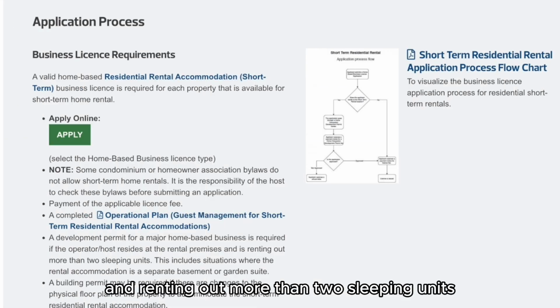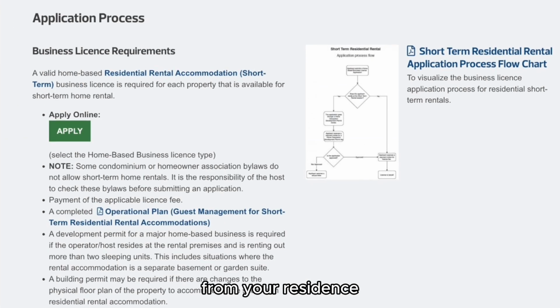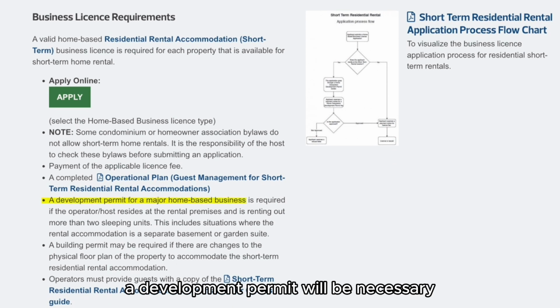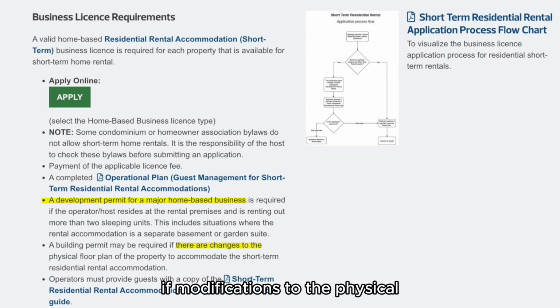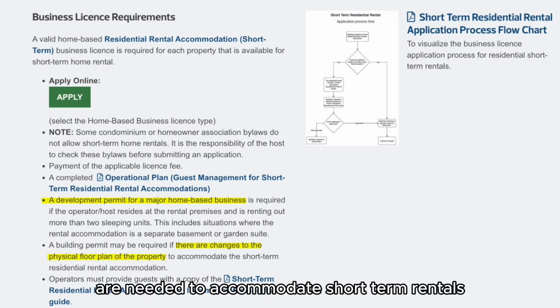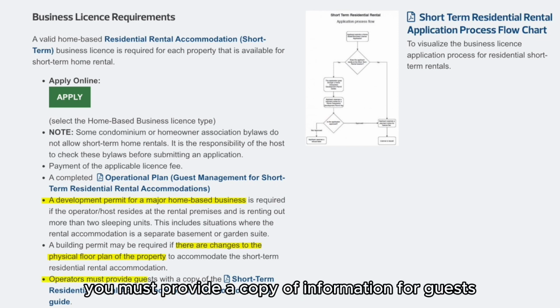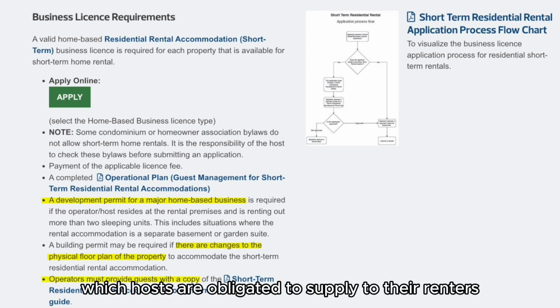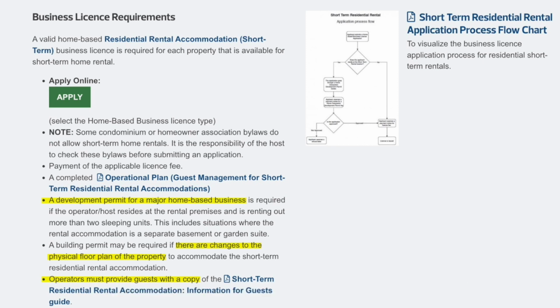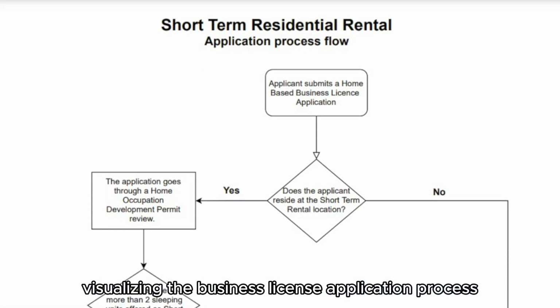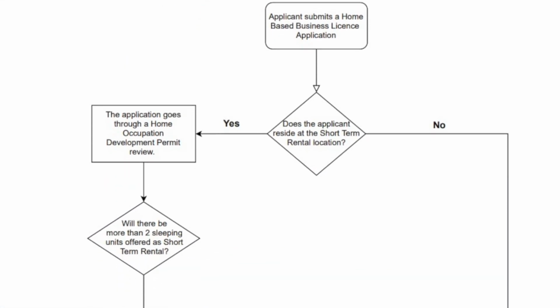If you are hosting and renting out more than 2 sleeping units from your residence, a development permit will be necessary. Additionally, a building permit is required if modifications to the physical floor plan of the property are needed to accommodate short-term rentals. Lastly, you must provide a copy of information for guests, which hosts are obligated to supply to their renters. Below is a flowchart visualizing the business license application process.